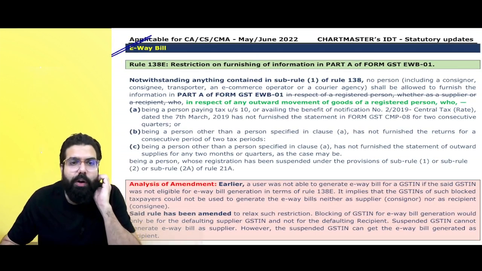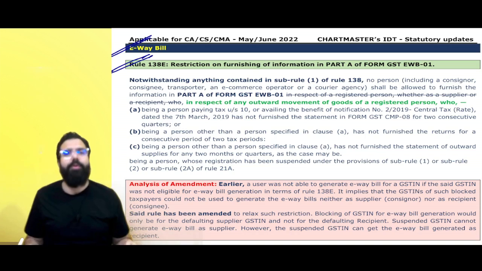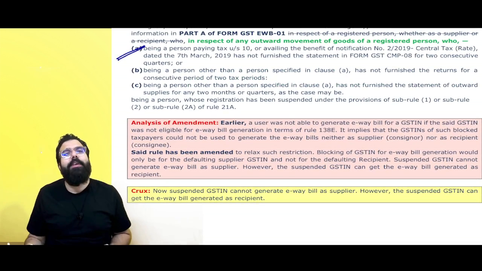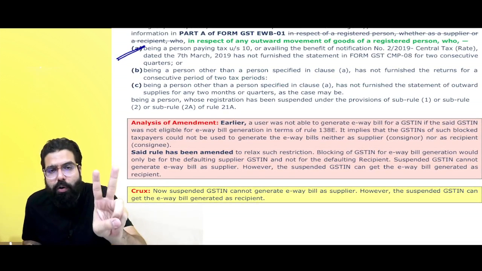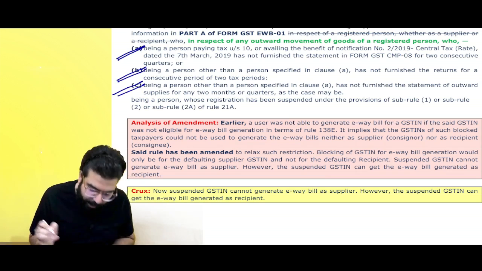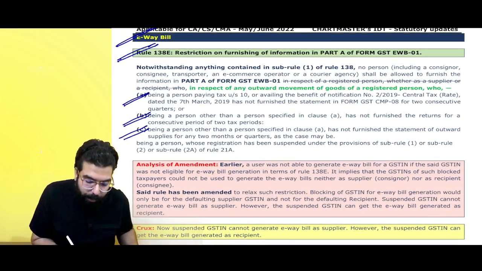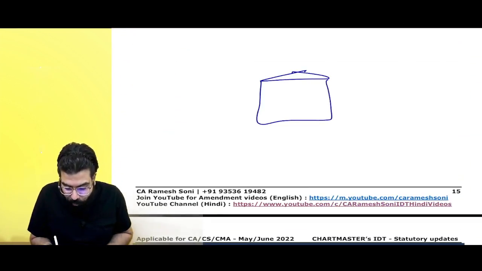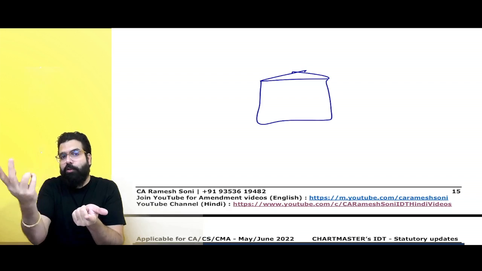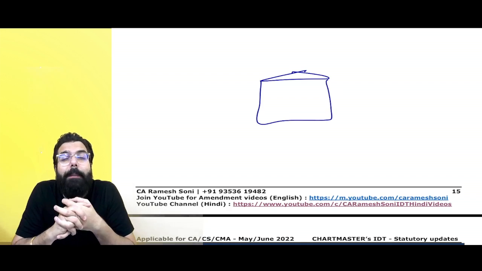One point I want each one of you to be careful. E-way bill. Sir, what happened in e-way bill? Rule number 138E was introduced. Rule number 138E used to say that if you have not gone ahead and furnished your GST CMP 08 for 2 consecutive quarters, your normal GSTR 3B for 2 tax periods, GSTR 1 for 2 months or 2 quarters, then your e-way bill portal will be blocked.